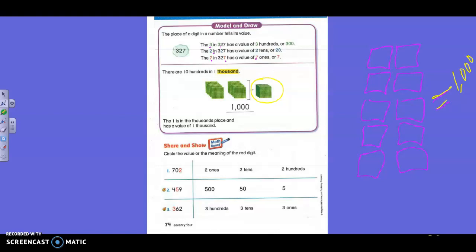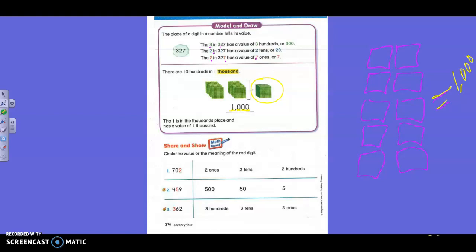Okay. The 1 is in the 1,000s place. We now have a new place. This 0 is in the ones place. This 0 is in the tens place. This 0 is in the hundreds place. And this 1 is in the thousands place. The 1 is in the thousands place and has a value of 1,000. All right, share and show.